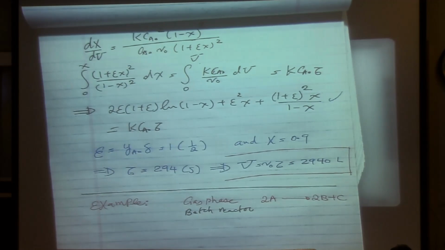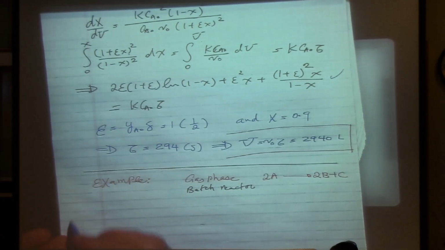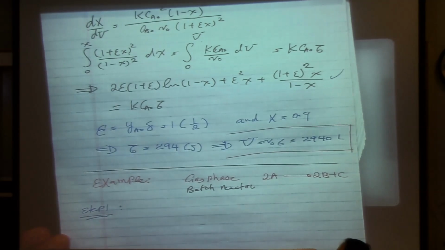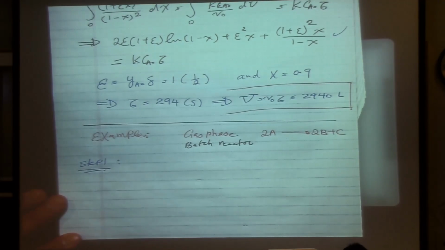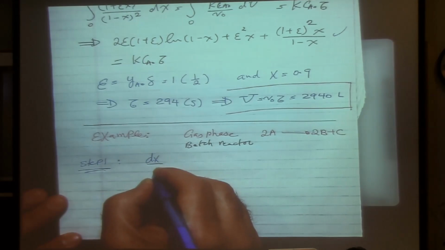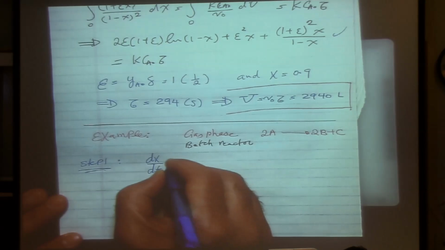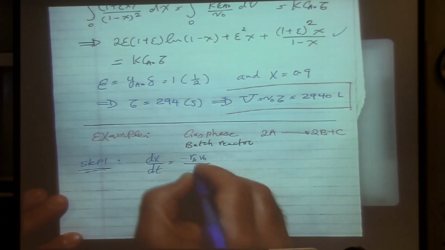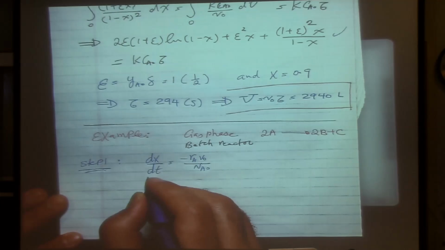So we want to calculate the time that a certain conversion takes place. So I go through the steps that I introduced. The first one, step 1, is the mole balance for the gas phase for the batch reactor. So it would be dx dt is minus RA V naught over NA0, correct?